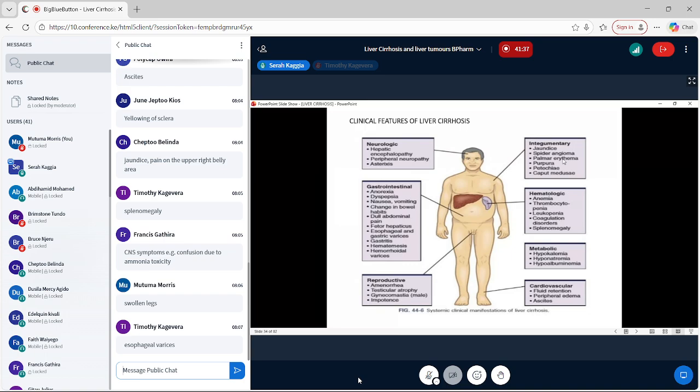Then if you move down, gastrointestinal, they may have general things like anorexia, dyspepsia, vomiting, and changes of bowel habits. Then they may have dull abdominal pain. You see where the liver is? This is the right upper quadrant, so you may have some dull abdominal pain there. Then they have fetor hepaticus. You go and Google all these things to understand all of them.